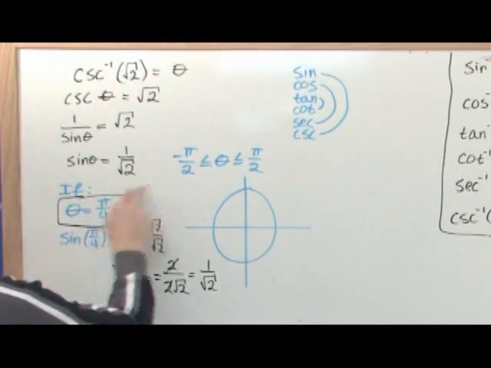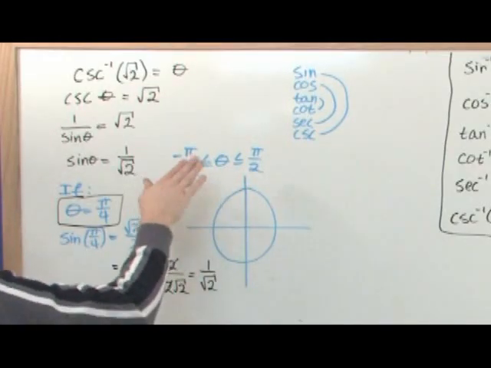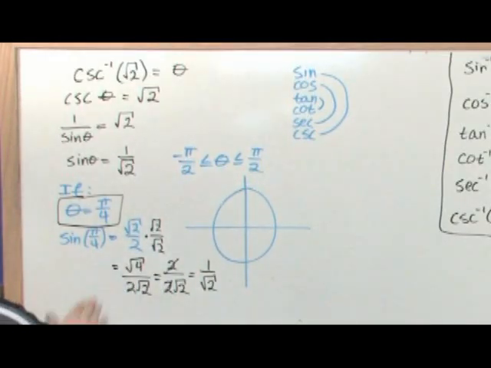And pi over 4 does fall between the range of angles that the inverse sine function is legally able to return. Obviously I don't want to pick an angle outside of this range, because that isn't legal. It has to return an angle there.